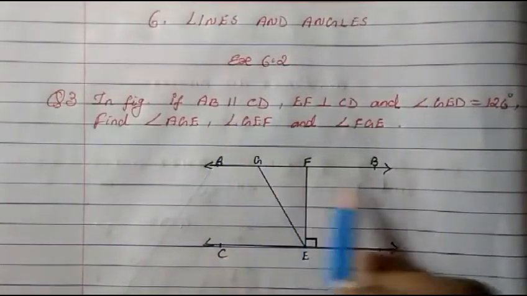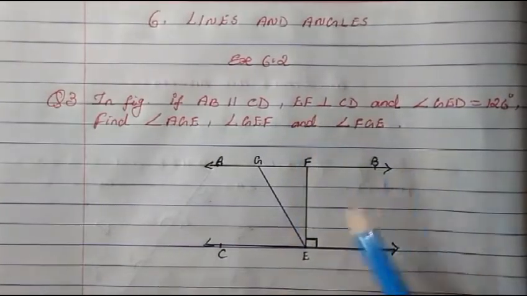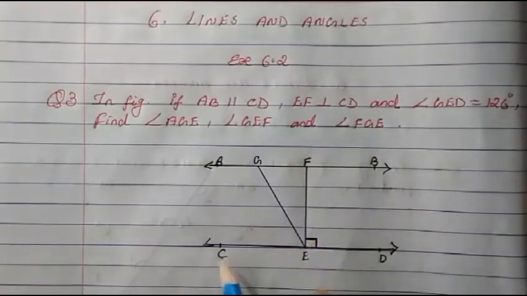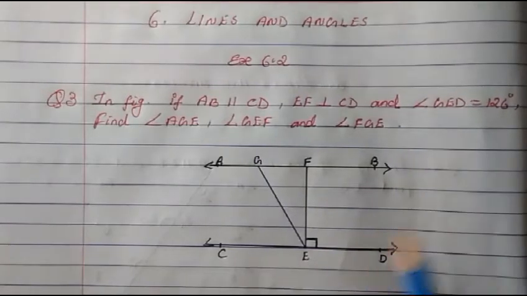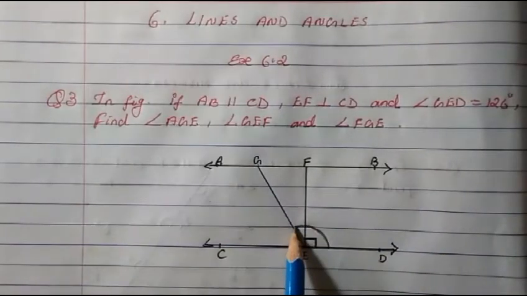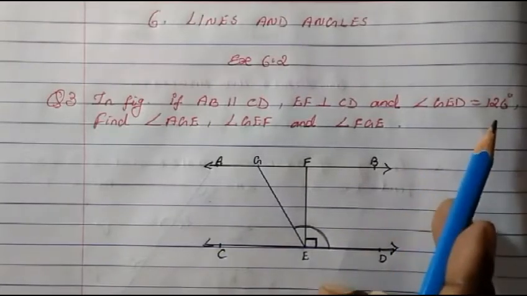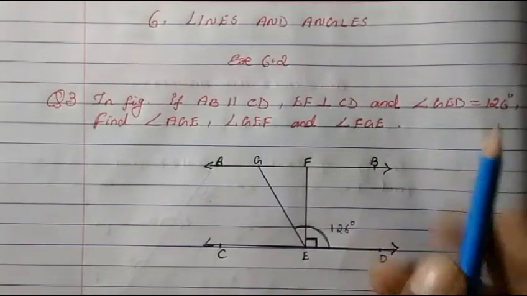Now AB is parallel to CD, it is already told to us, and we have EF perpendicular to CD. This is EF, this is perpendicular to CD. When the line is perpendicular, the angle formed will be 90 degrees. Already it is given to us in the figure, the 90 degree angle is here. And angle GED, that means this whole angle, is 126 degrees, given to us.